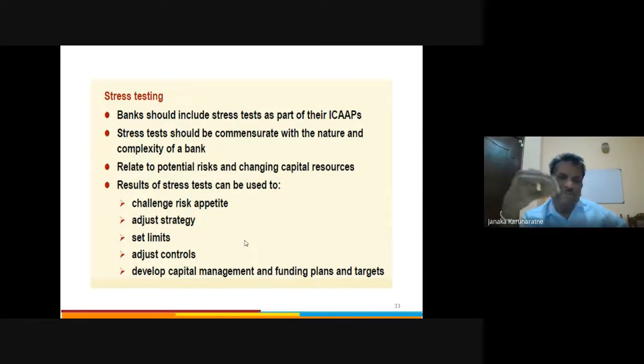Then relate it to potential risk and changing capital resources. The results of a stress test can be used to change the risk appetite. So when you see you are subject to significant risk, you have to challenge your risk appetites. I just took the extreme example of moratorium, but even in the general case, where there is no moratorium, you can further elaborate what areas you would be subject to risk, depending on future possibilities and probabilities.